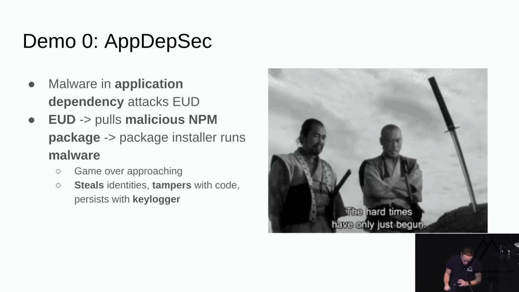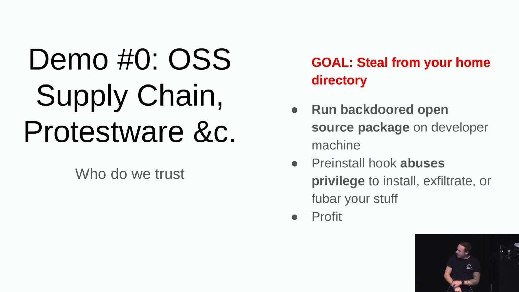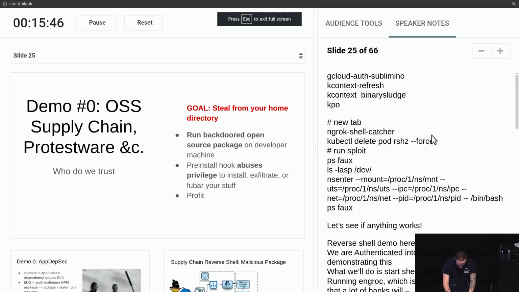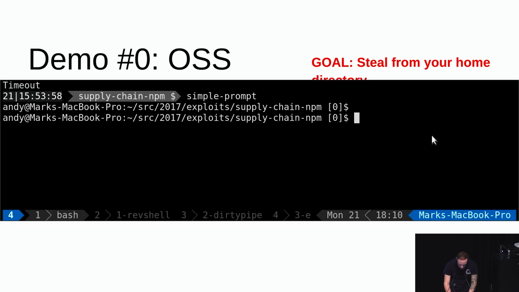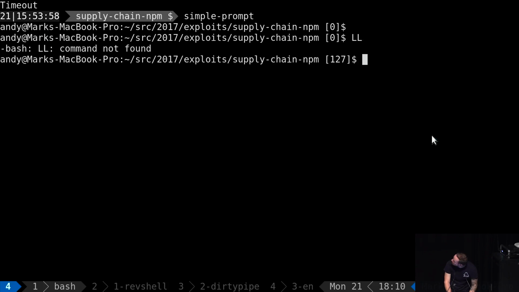So what are we going to do? We will stick malware into an application dependency, attack my end user device, which is this laptop. From npm, the package installer will run some malware, and game over approaches for my local stuff. Okay. What do I want? Not that. Okay, so what have we got here?